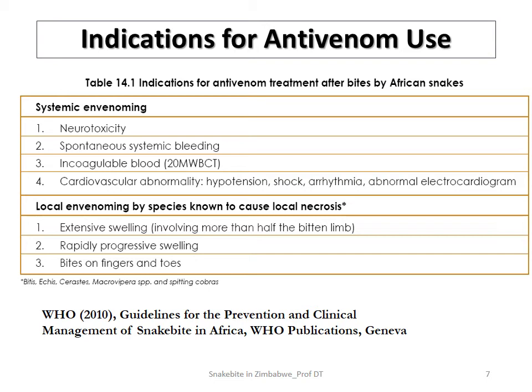But the first three are the ones that we look out for largely in Zimbabwe. Then the other is focally envenoming species that cause local necrosis. Once you get extensive swelling involving more than a half of the bitten limb, you want to give an antivenom.